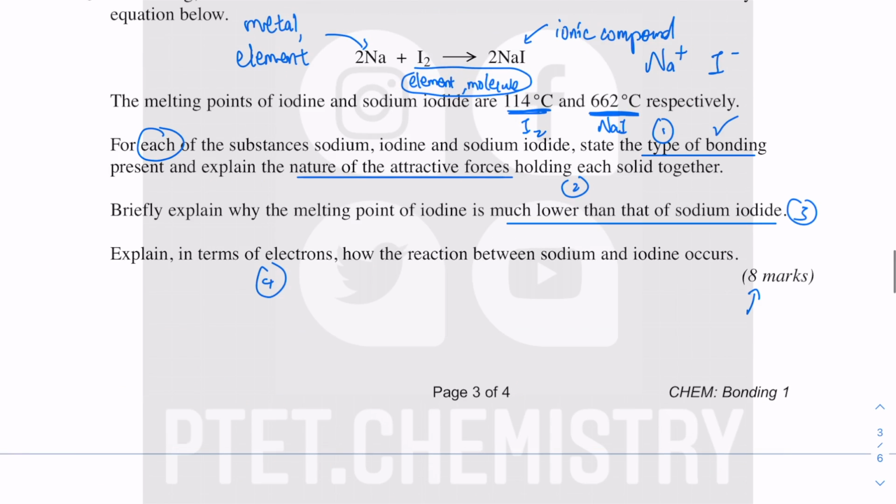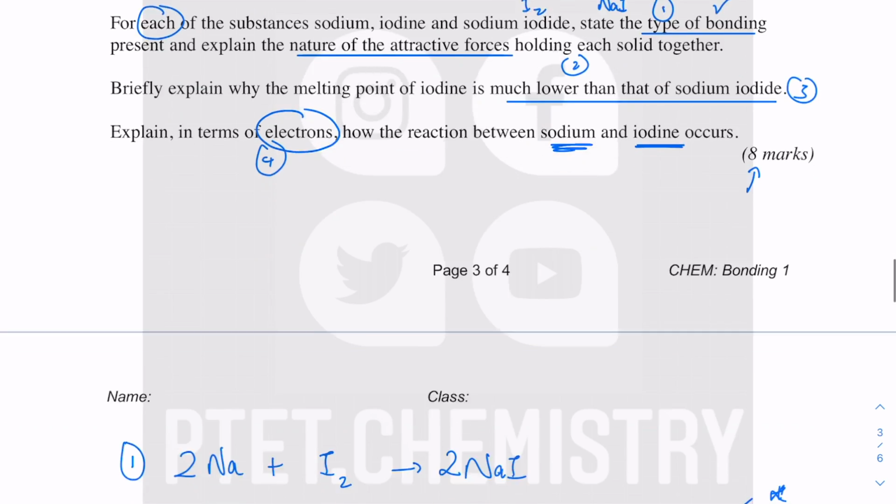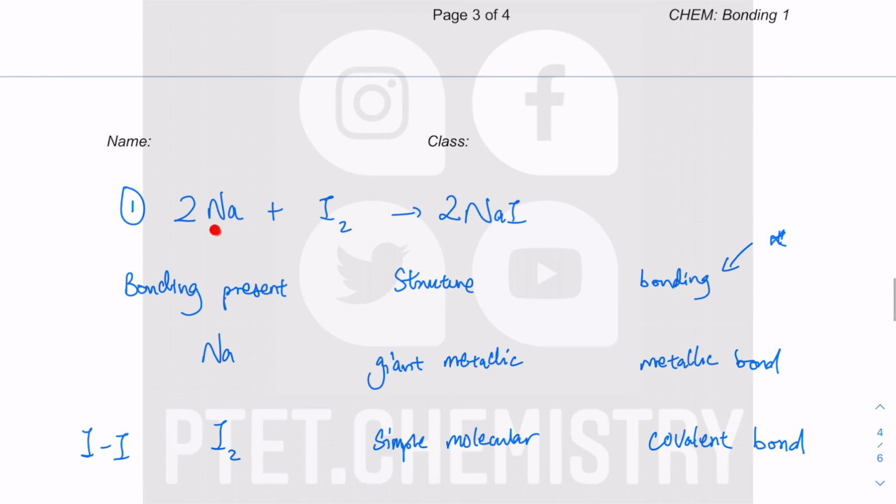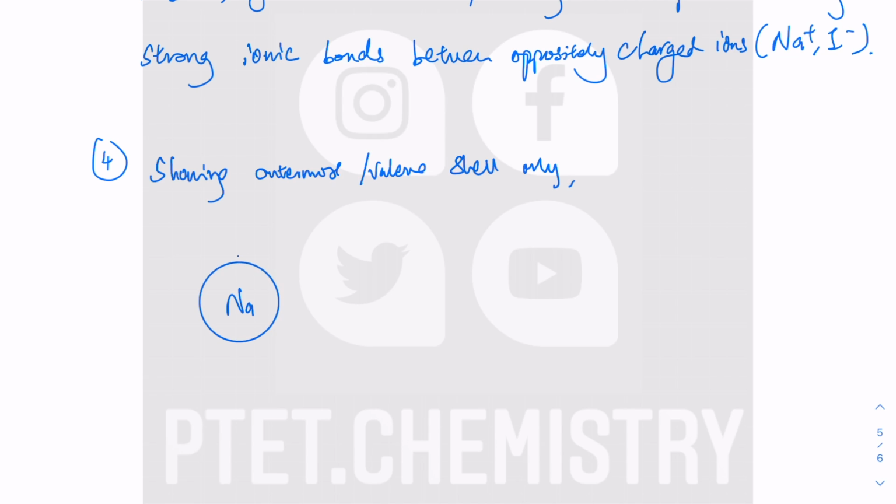And the last bit was in terms of electrons, how the reaction between sodium and iodine occurs. So the sodium will lose electrons and the iodine will gain the electrons. Okay, so you can either show a diagram, showing outermost or valence shell only. I mean, it's easier if I show the diagram. That is not a good circle at all. 1 outermost shell electron, 2 at 1.